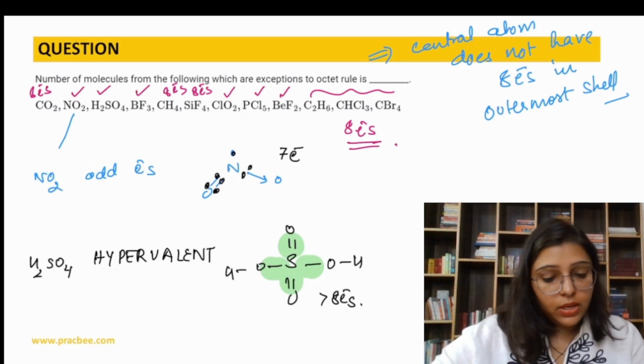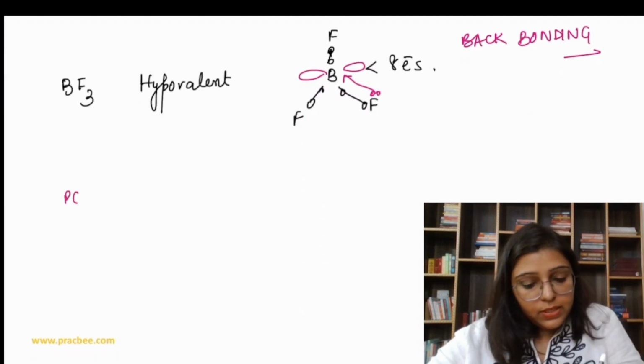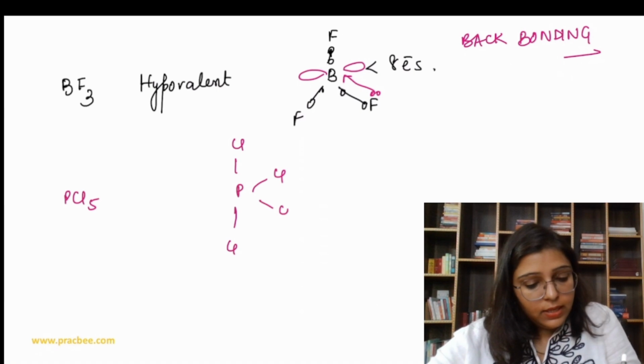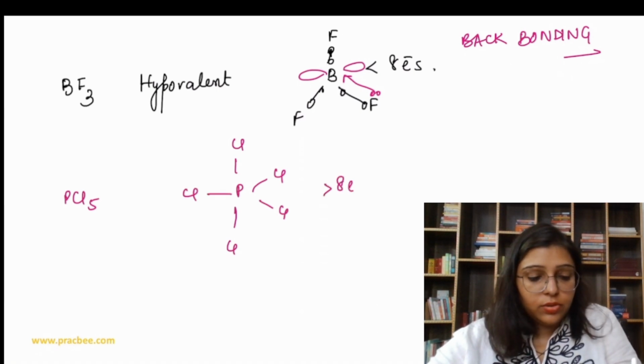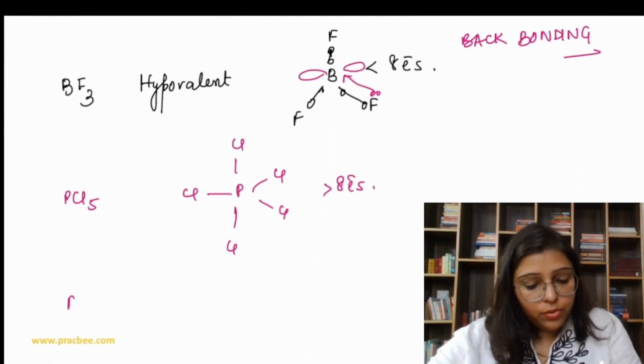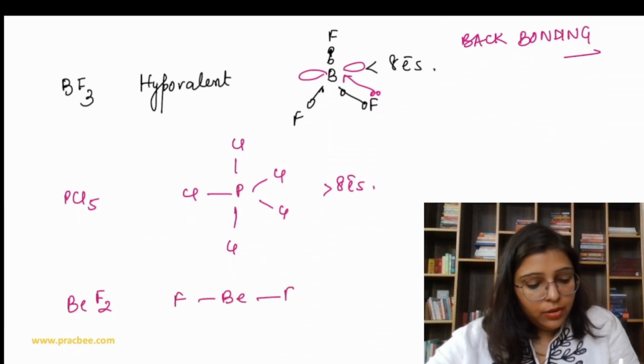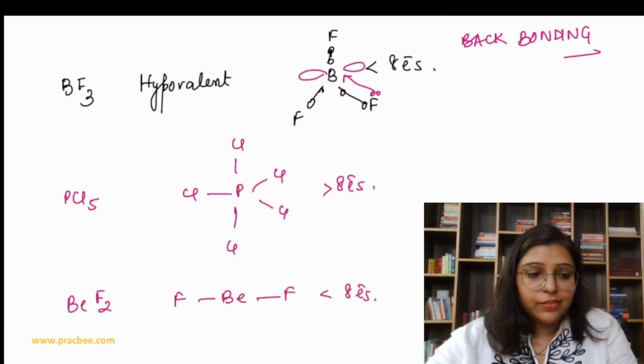Right? So now let's check for PCl5. So PCl5 is P with five Cl. So total 10 electrons, greater than 8 electrons. Similarly, BeF2 has less than 8 electrons, only 4 electrons, right?